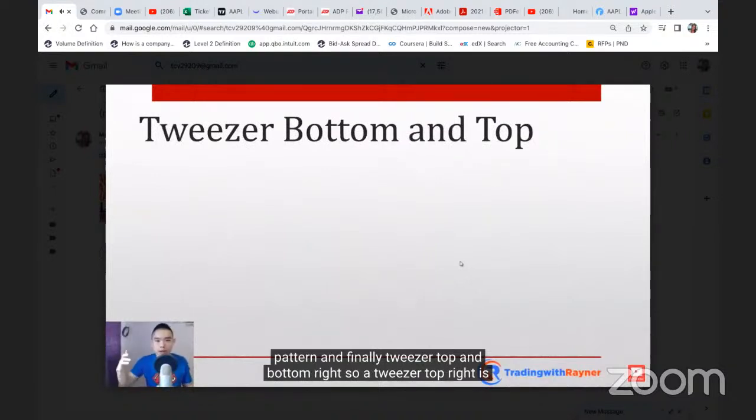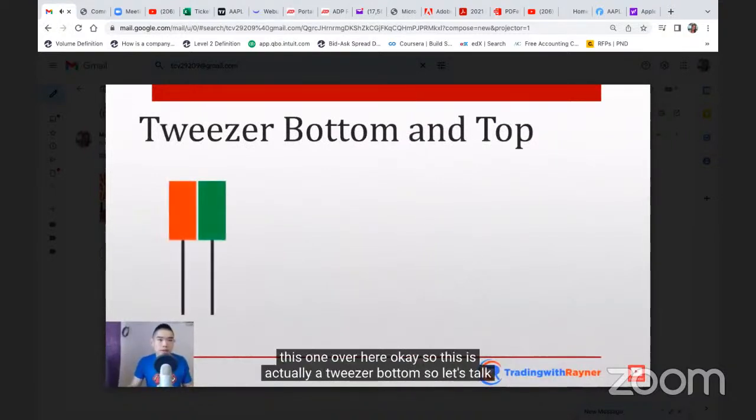So this is what we call an evening star, a bearish reversal pattern. And finally, tweezer top and bottom. So a tweezer top is this one over here. Okay, so this is actually a tweezer bottom. So let's talk about tweezer bottom first. Tweezer bottom is, I would say, quite a powerful pattern because it's showing you rejection of lower prices 2 times. First rejection, second rejection.